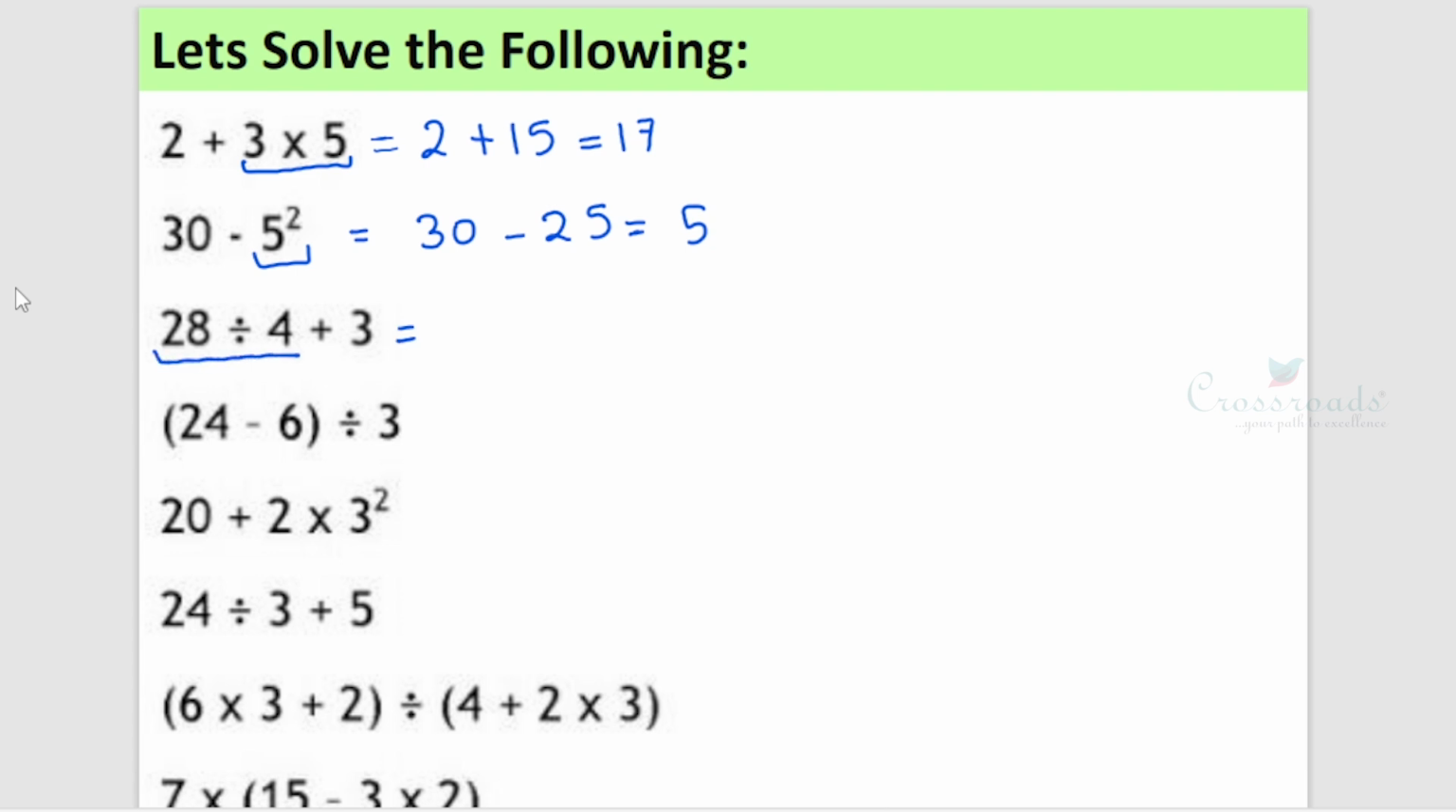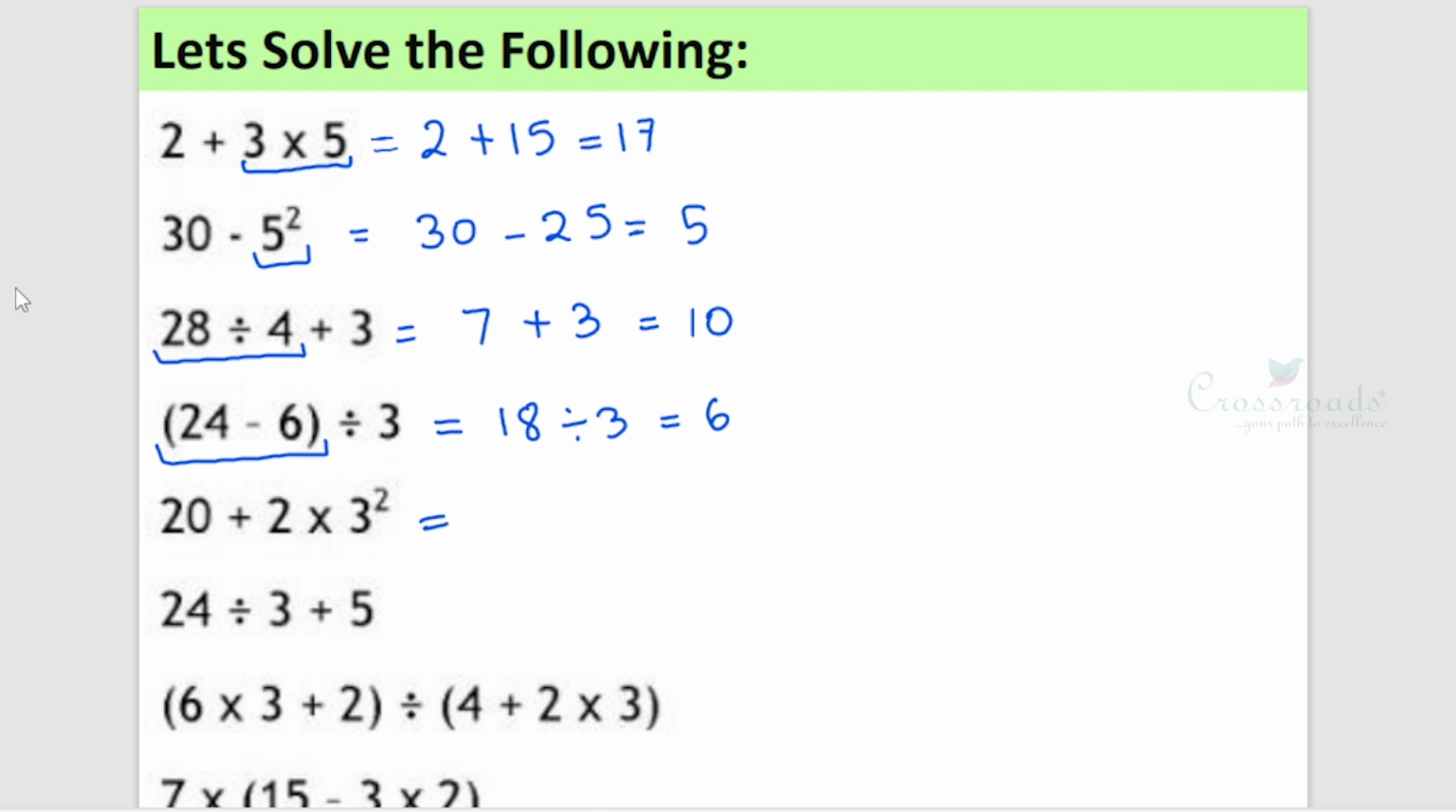Next, you have 28 divided by 4 plus 3. 28 divided by 4 is nothing but 7 plus 3. The answer is 10. Going to the fourth sum, we have 24 minus 6 given within the brackets, divided by 3. So first we need to solve the operation given within the brackets. So 24 minus 6 is nothing but 18. 18 divided by 3 is equal to 6.